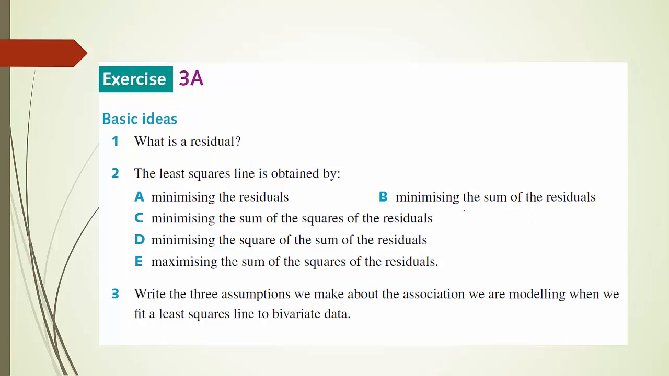Which one of these options have I just said? Do we minimize the residuals? Do we minimize the sum of them? Do we minimize the sum of the squares of them? It's that one, isn't it? You square them and add up. Well done. It's number C. It's not minimizing the square of the sum. It's minimizing the sum of the squares of the residuals.